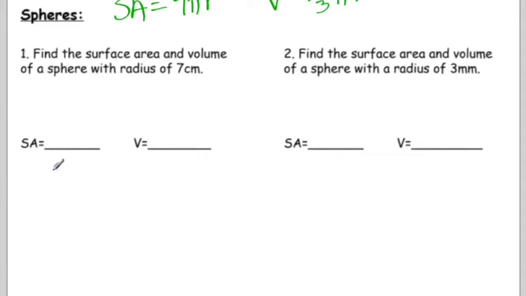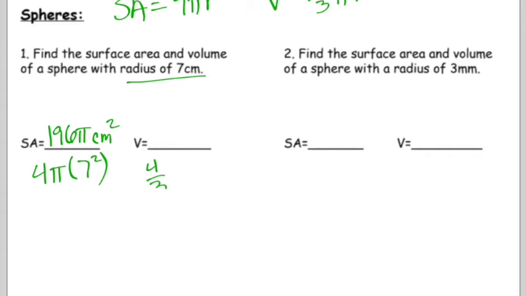On number 1, we want both of these, and they gave us the radius, and that's the only missing variable from the whole formula. So they don't have to give you a whole lot of information here. So this is going to be 4 pi times 7 squared. So that's 7 squared is going to be 49 times the 4 is 196 pi, and that was centimeters, so centimeters squared. And then the volume is going to be 4/3 pi times 7 cubed.